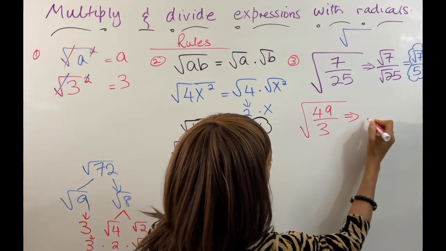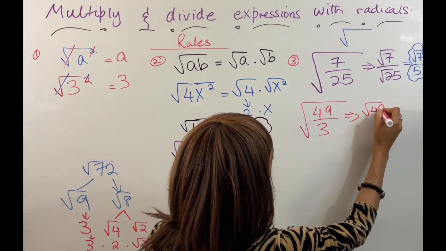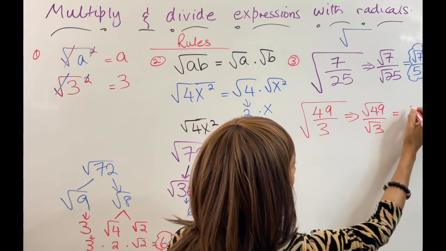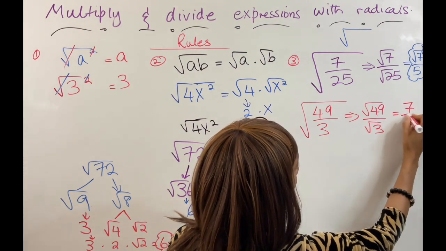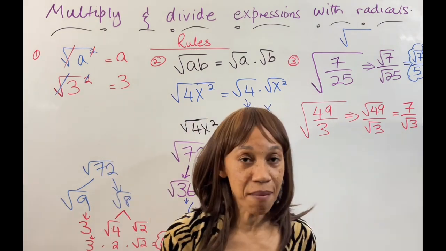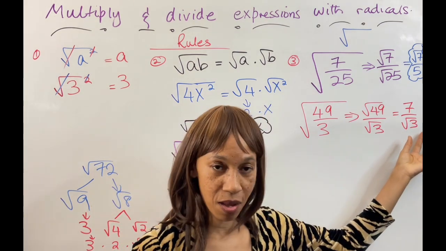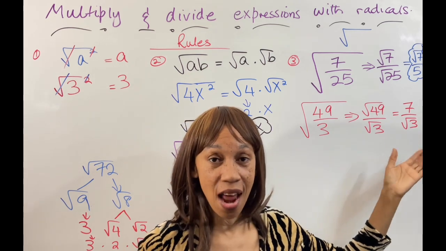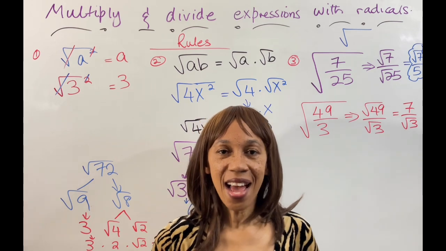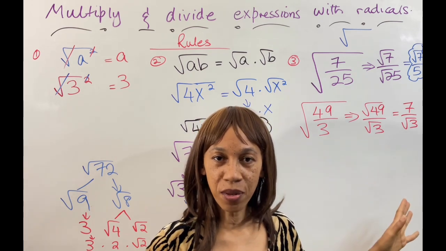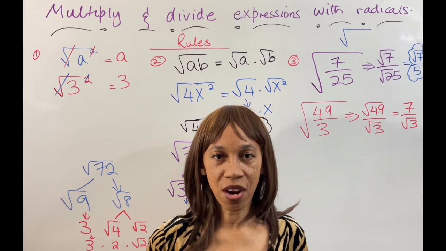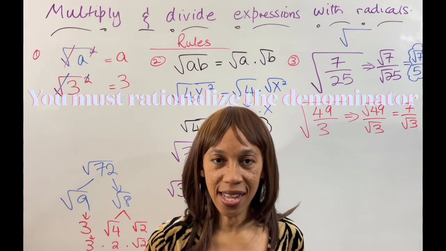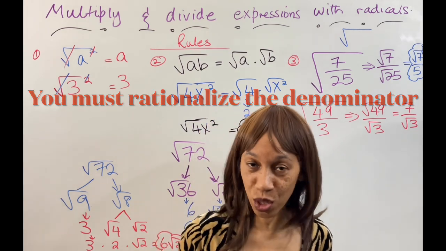And so you have to break this down as radical 49 over radical 3. Now radical 49 is going to be 7 over radical 3. One thing I must say to you, do not make the mistake and write this as your final answer. No, this cannot be your final answer. You cannot have a radical symbol in your denominator as your final answer. You have to rationalize the denominator, and this is how you do it.